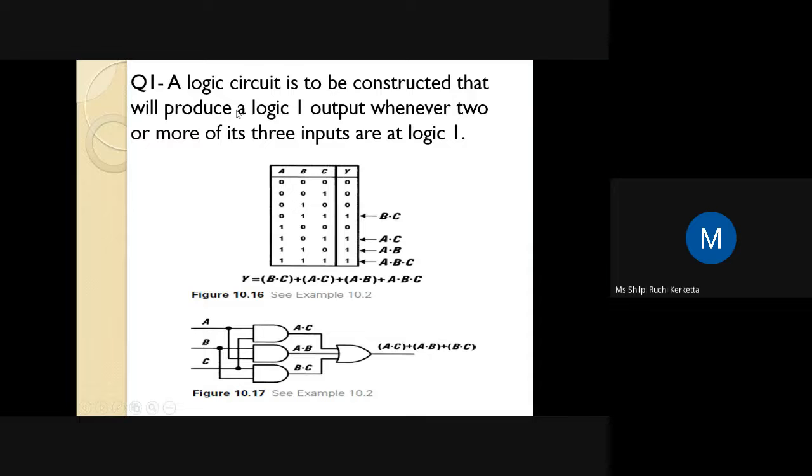Okay. So what it is saying, it will produce a logic 1 whenever 2 or more of the 3 inputs are at logic 1. So here only 1 one is there, that's why we are getting a 0. But if 2 ones are there, then we will get a 1, 2 or more. Here also only 1 one is there, that's why we are getting a 0. And if here 2 ones are there, that's why we will get a 1. Here also 2 ones are there, that's why we are getting a 1. And here in the last case, we have 3 ones. So 2 or more ones are there, then we will get a 1. So here we will write a 1.